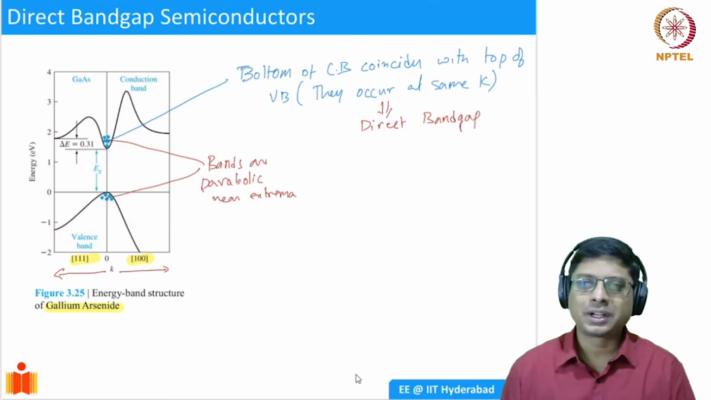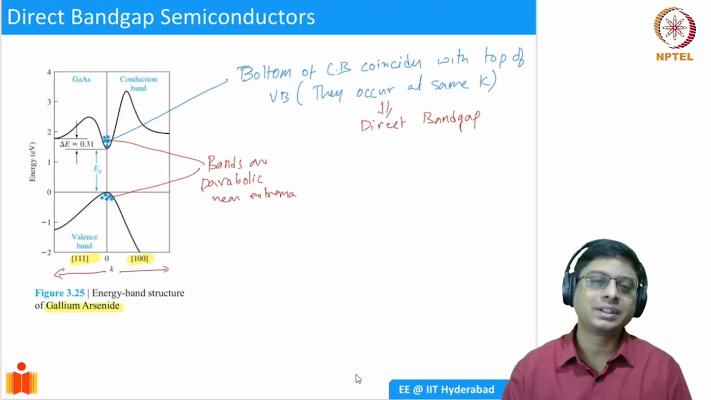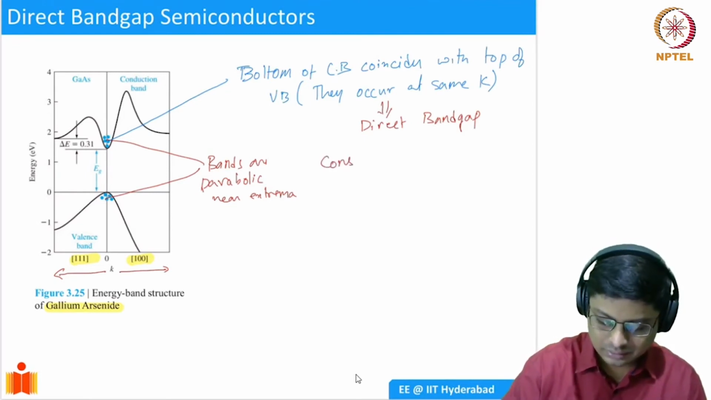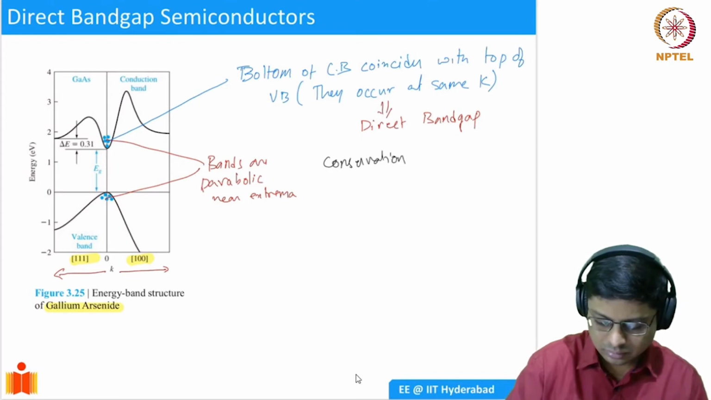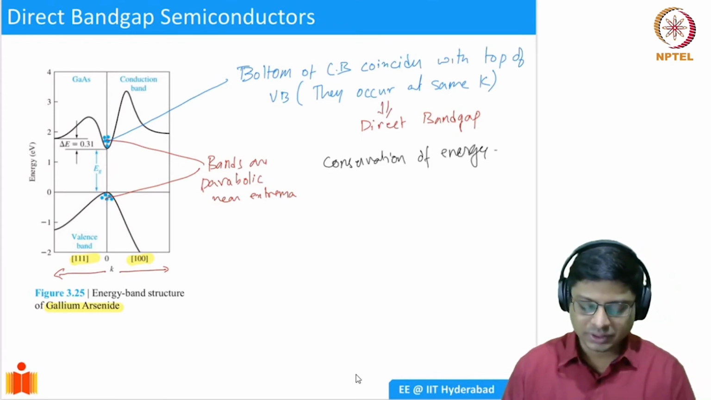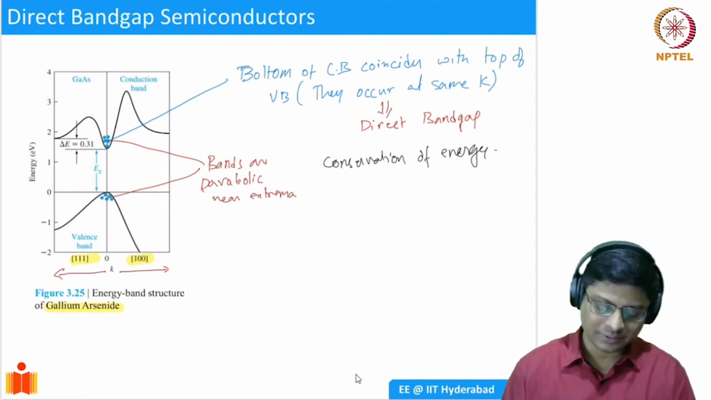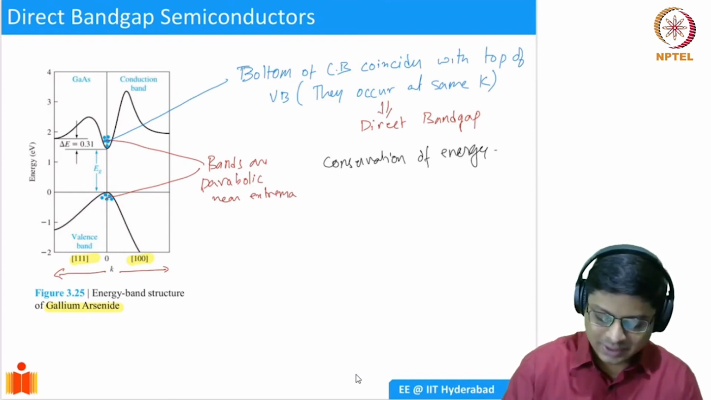We have to look at one more step in this. We have to look at energy conservation, because if you shine a photon on the direct bandgap semiconductor, what happens? Let's try to write out the conservation of energy. Let's say there was an electron at the top of the valence band. That will be E initial.